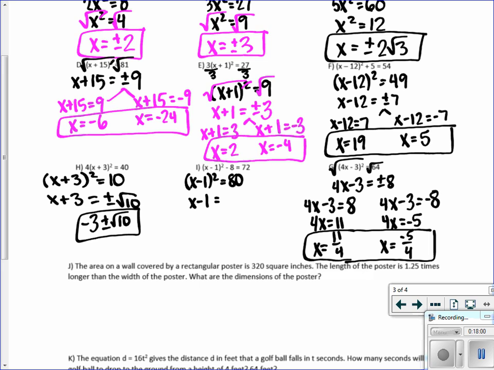80 can actually simplify a little bit. Numbers that multiply give you 80. 40 and 2. Okay, numbers that multiply to give you 40. 4 and 10. Numbers that multiply to 2 and 2 and 5. So 4 square root of 5.